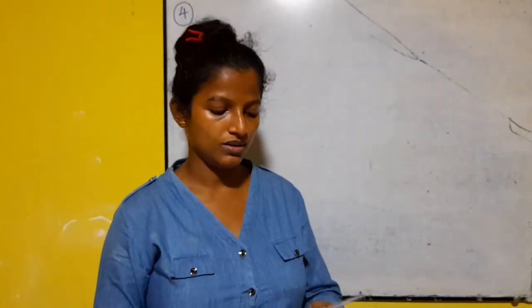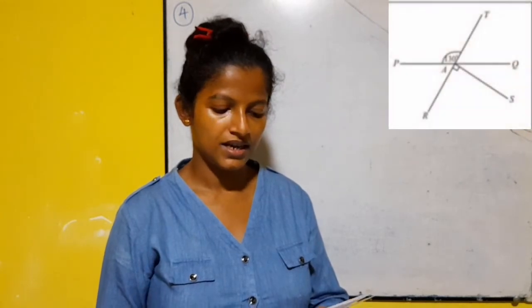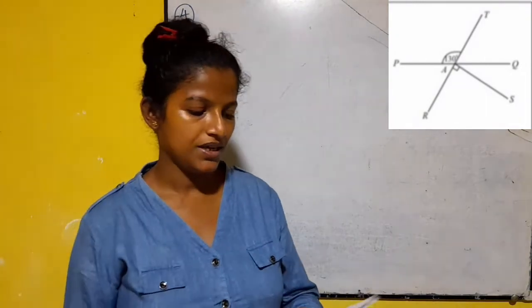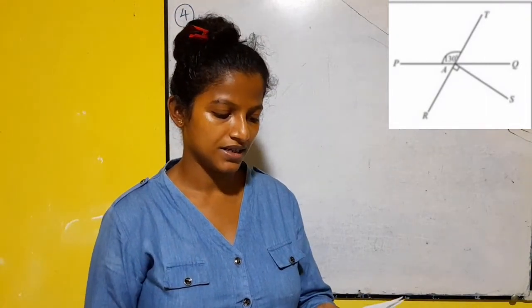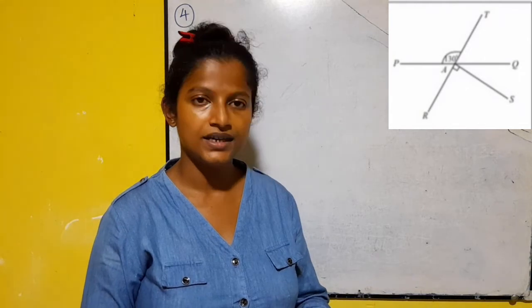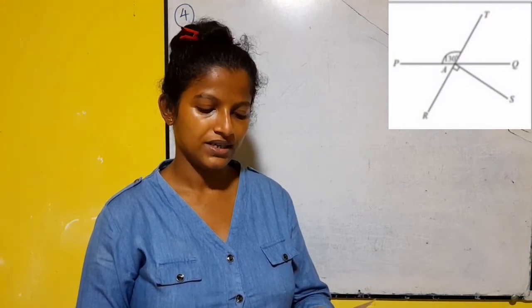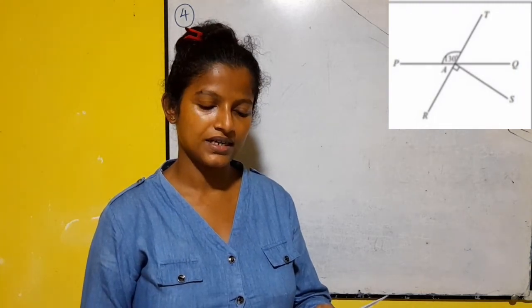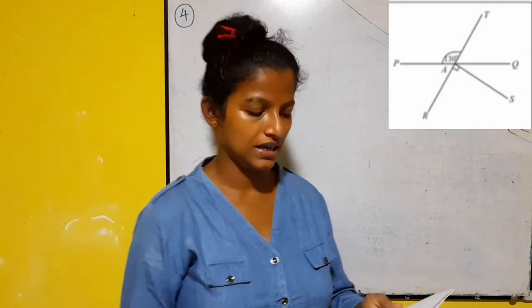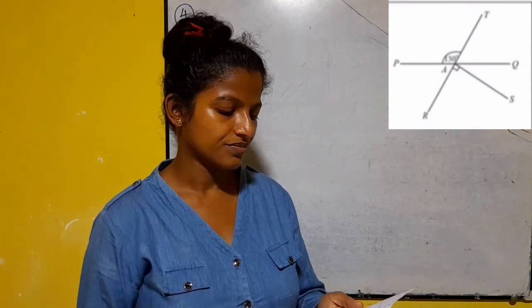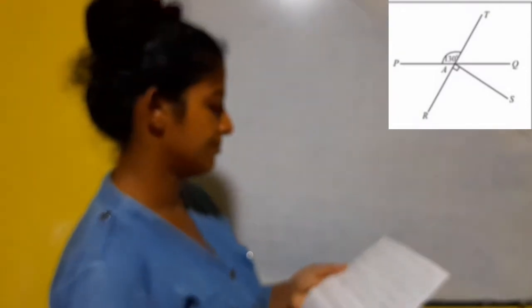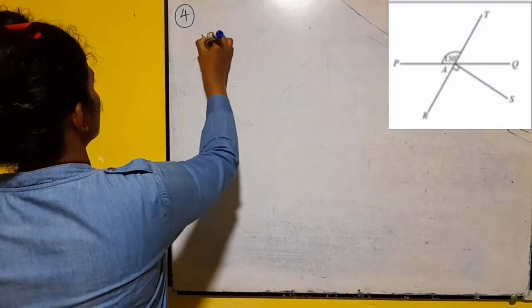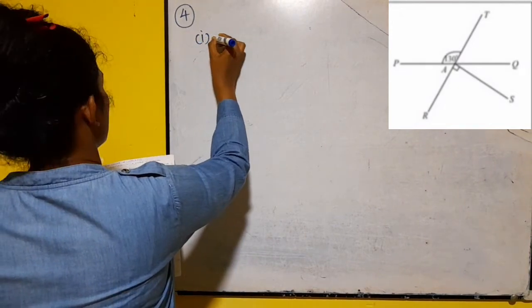Question number 4, A part. In the diagram, the straight lines PQ and RT intersect at A. PAT angle is 130 degrees and RAS is 90 degrees. First question, name a pair of supplementary adjacent angles. In supplementary adjacent angles, the sum must be 180 degrees. So we can take PAT angle and PAR angle. That is one pair.